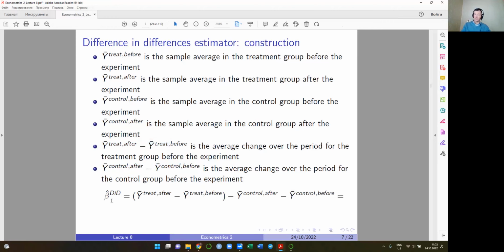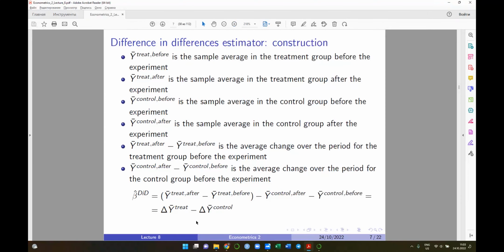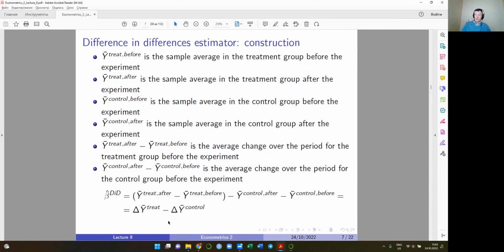And the difference in differences estimator is simply the difference between these two things. So I forgot to put this in parentheses. It must be also in parentheses. So one difference minus the other difference. That is why this estimator is called difference in differences, because you have one difference, you have the other difference, and then you take the difference of two. So you see that this is very simple. You just need to compute four numbers, four averages, and then proceed in a logical way.